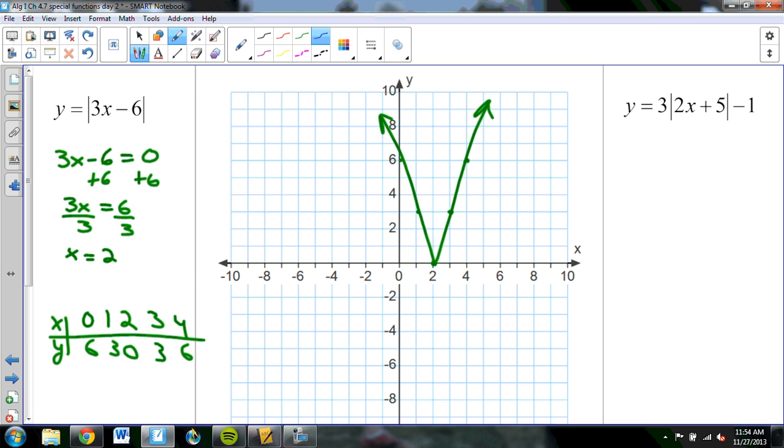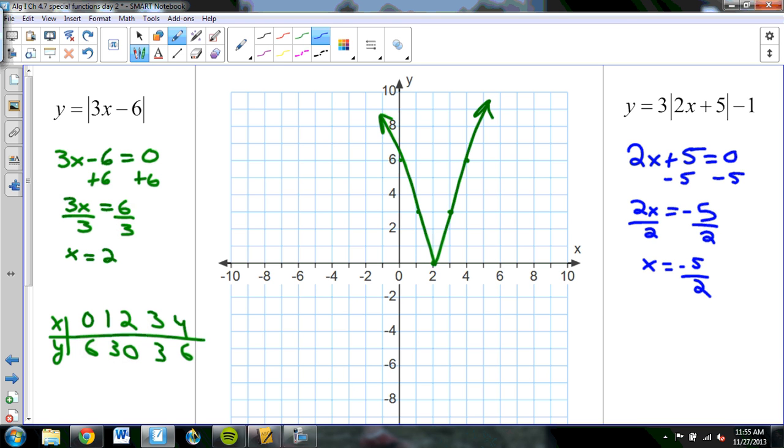Negative 2.5. How'd you get negative 2.5? That's the negative of 5 divided by 2. If you take 2x plus 5 and make it equal 0, that's our goal, to make the inside equal 0. Subtract a 5 from both sides. Divide everything by 2. That's what I want in the middle of the table. Negative 5 over 2 is negative 2.5.